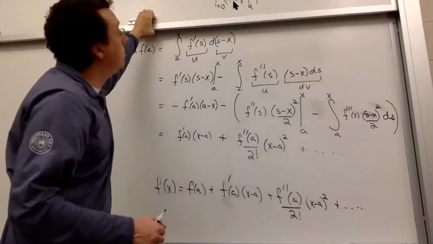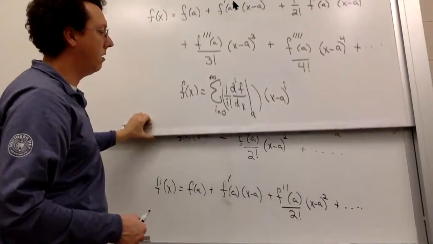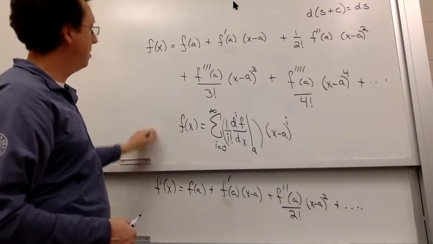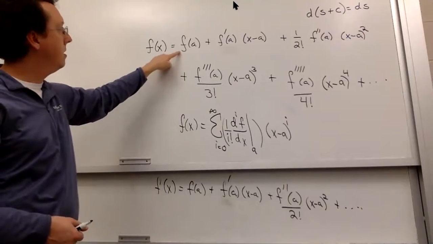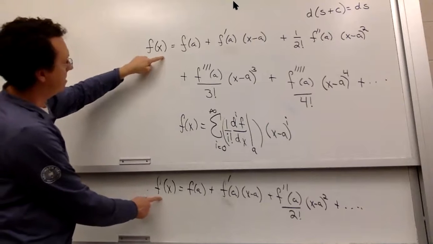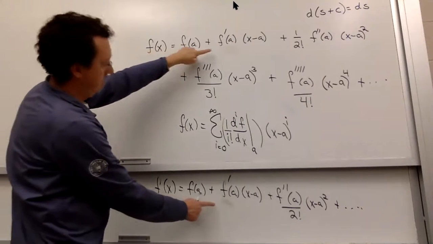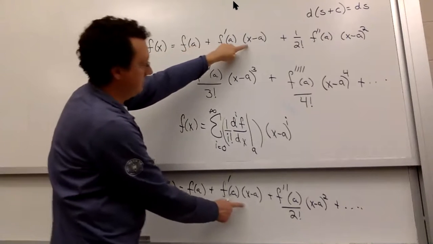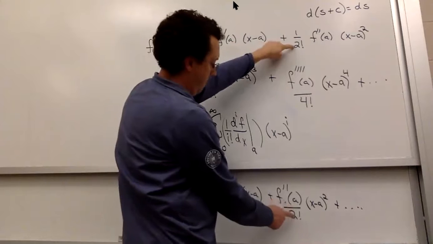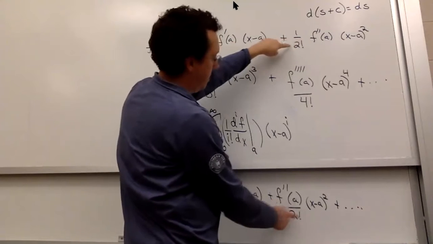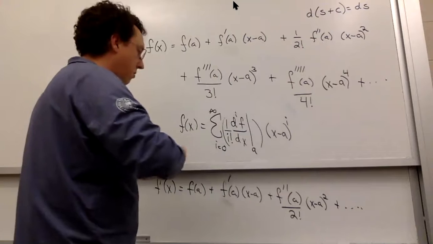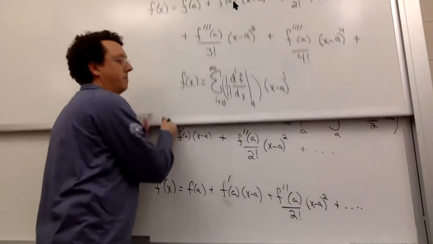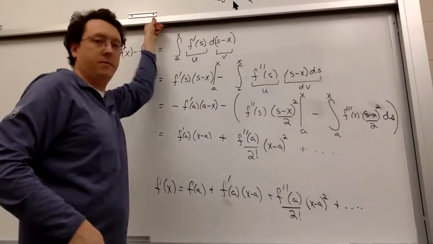And just to show you I'm not making it all up, notice here, this is the previous board that we had. This is f of x equals f of a plus f prime of a times x minus a plus the second derivative divided by 2 factorial times x minus a squared, and you can just keep going. It'll go on and on and on forever. Very good.